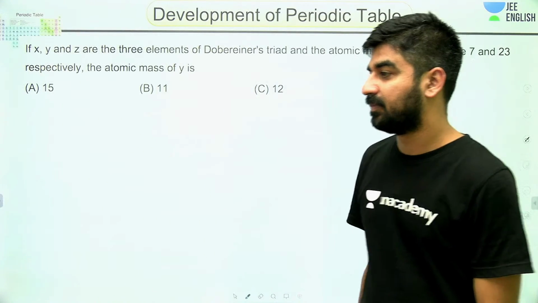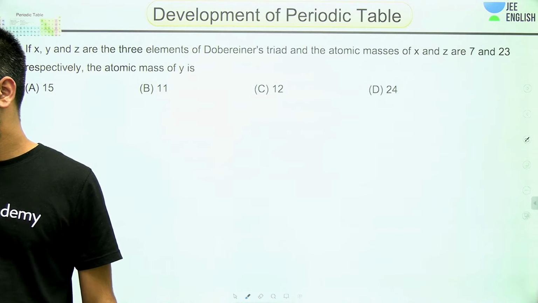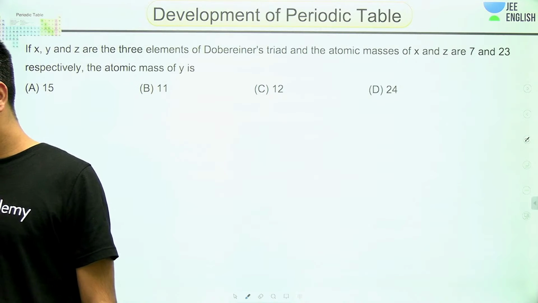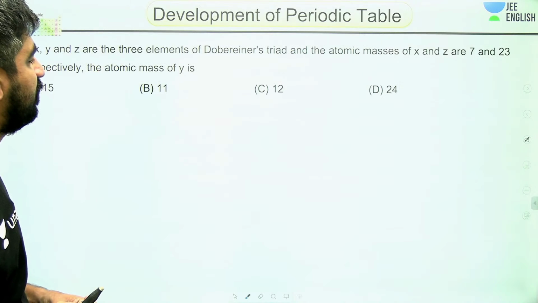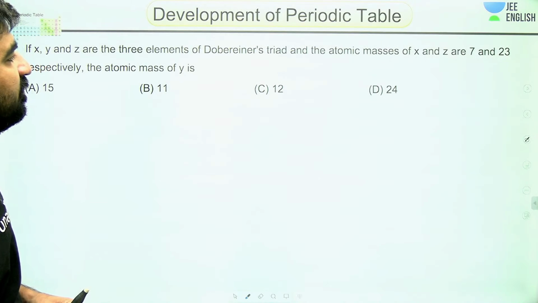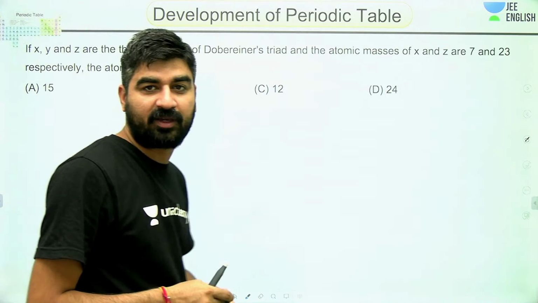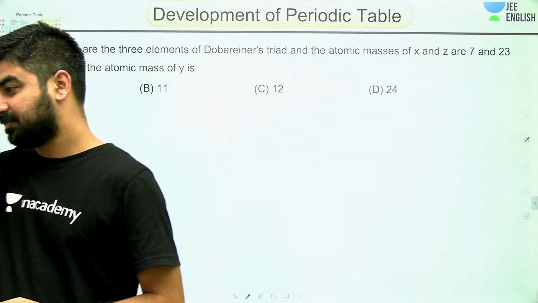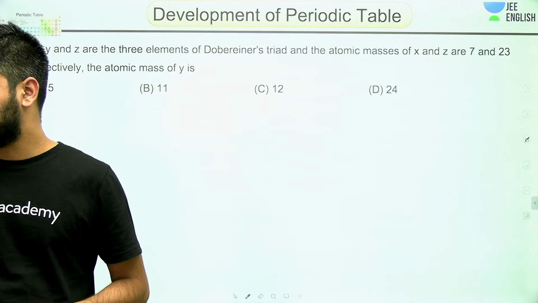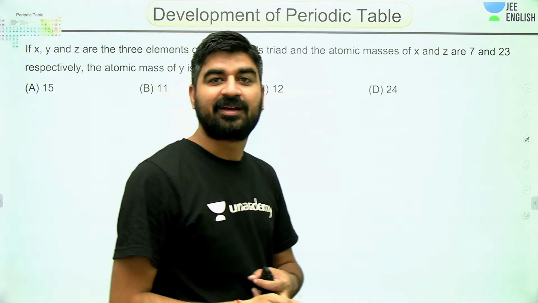Be fast and tell me the answer. X, Y, Z are the three elements of a Dobereiner triad, and the atomic masses of X and Z are 7 and 23. So the atomic mass of Y is? What will be the answer, guys? Be fast. Tell me, guys.